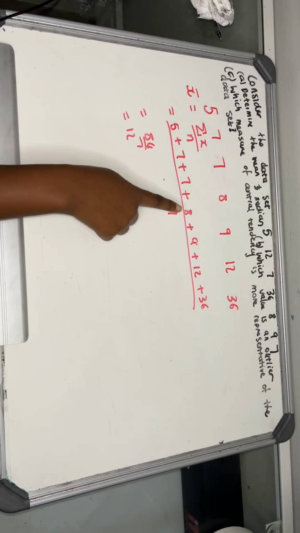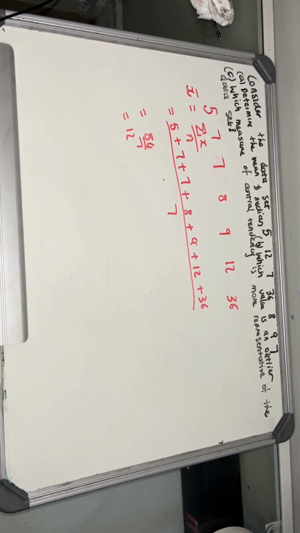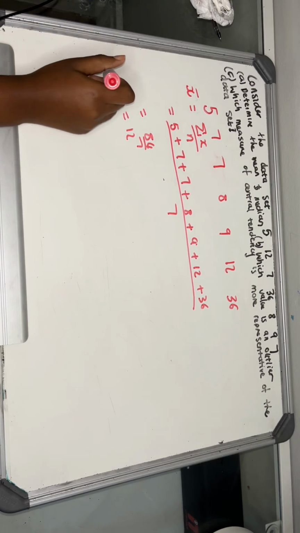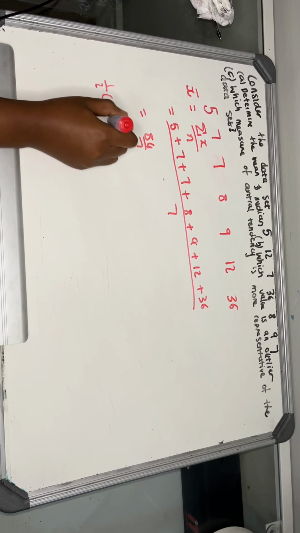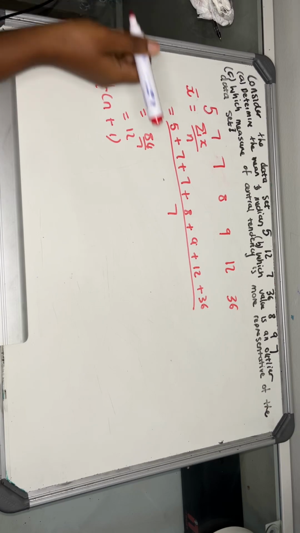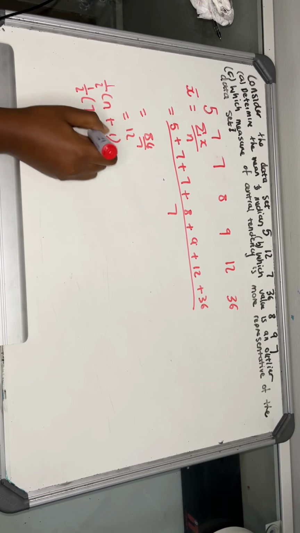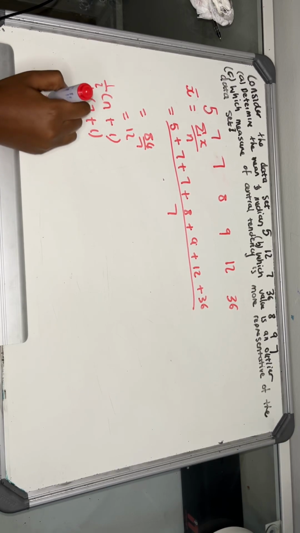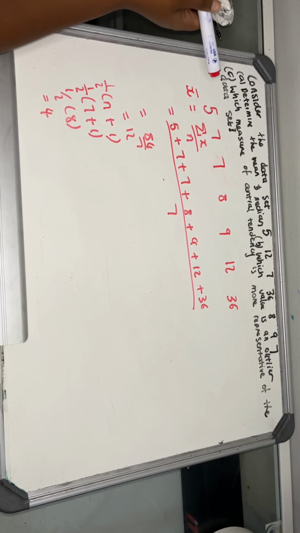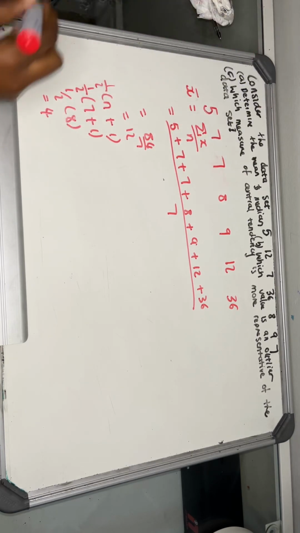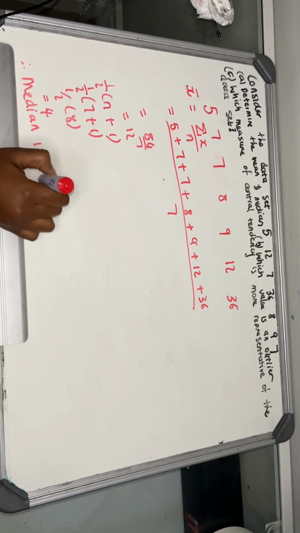Already, the total number of values in the data set is an odd number, so that will help us when we are doing our median. Remember, when we are finding the position of the median, we use the formula 1/2 (n plus 1). How many values are in this data set? 7. So we substitute 7 for n, then we have 1/2 times 8, which is 4. That means the median is found at position 4. We go to our data set, count 1, 2, 3, 4, and therefore our median is 8.